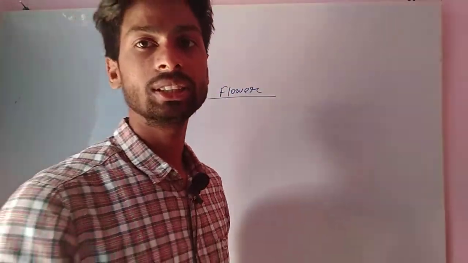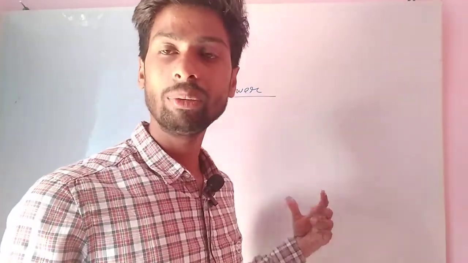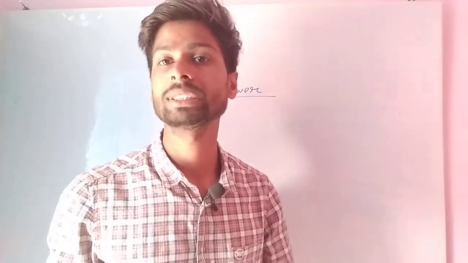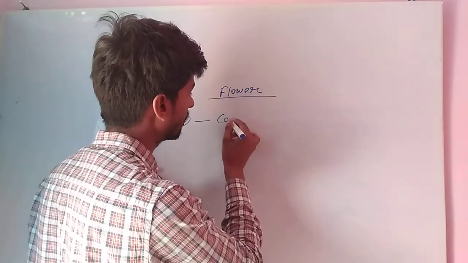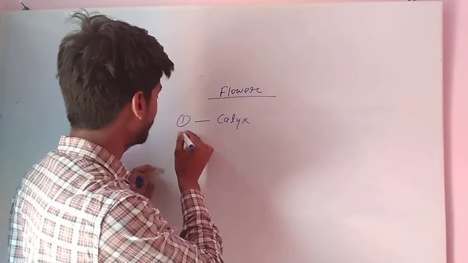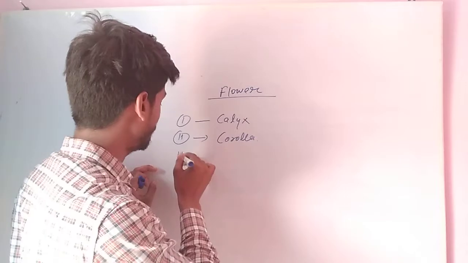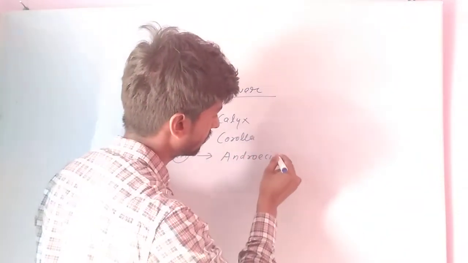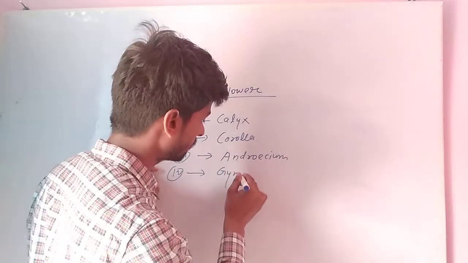Okay, so let us understand turn by turn. First, we will understand the parts of the flower. After that we will discuss each part of the flower turn by turn. So look here, the first one is known as calyx, second is corolla, third is known as androecium, and the fourth is known as gynoecium.